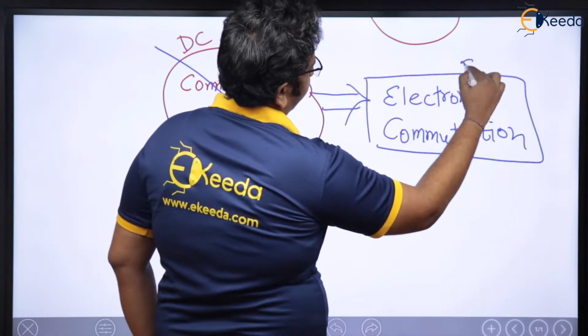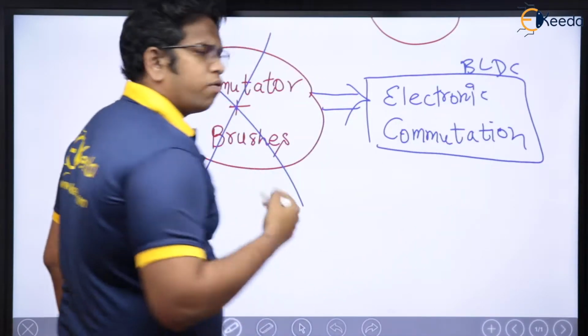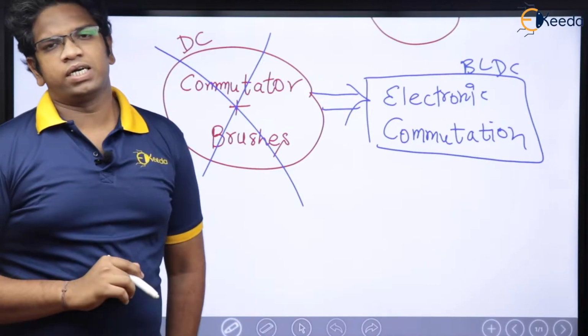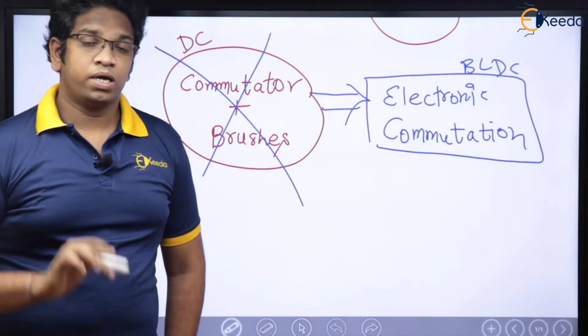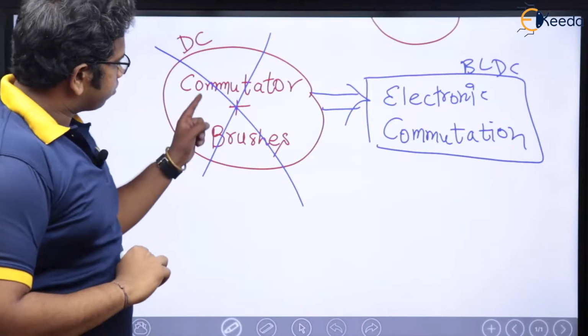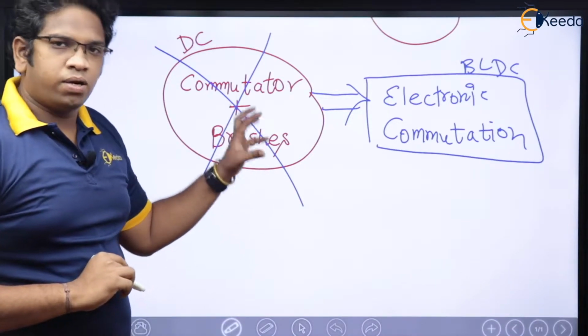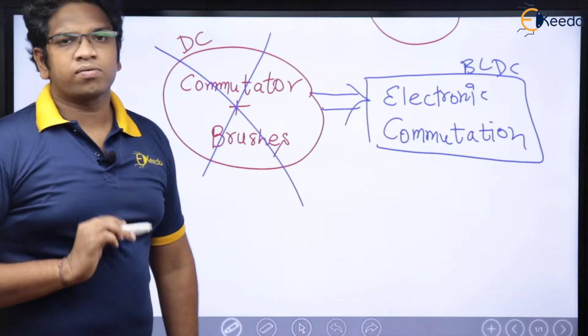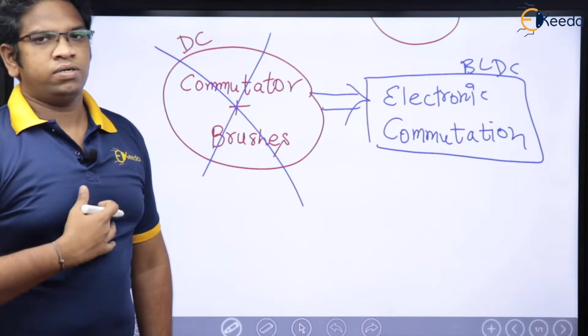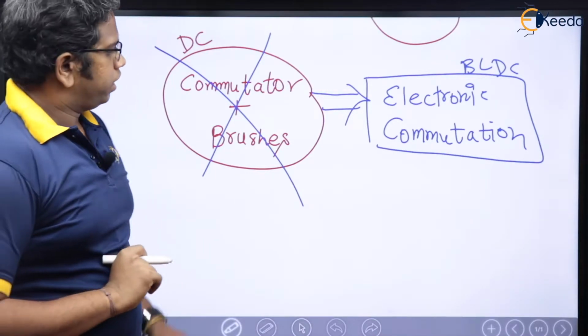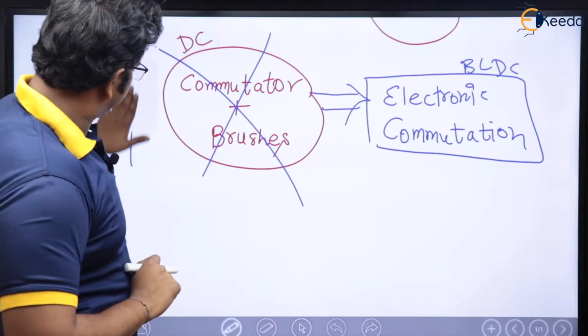This is what happens in BLDC. How it happens, we will see later. Don't think about it much for the time being. The commutator and brushes will be replaced by electronic commutation. How it is done and where it is done, I will tell you. Believe me.